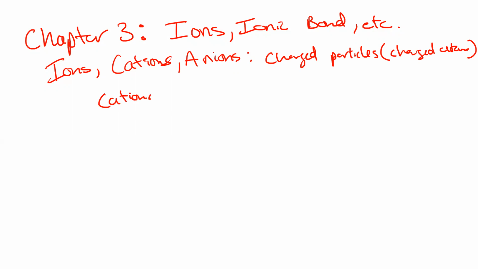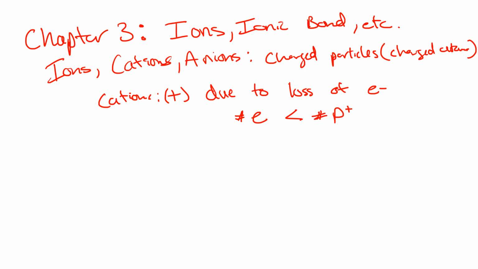Cations are positively charged due to loss of electrons, and therefore number of electrons being less than number of protons. You cannot change the number of protons in the nucleus, nor can you change the number of neutrons. But charged particles, you cannot change the number of protons. The only thing you can do is change the number of electrons surrounding that nucleus.